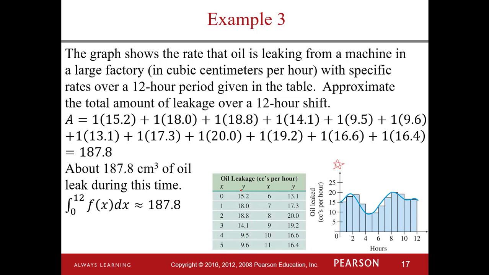So we are going to multiply each of these function values by 1 for the area, as we did here in the formula. Now when we multiply all those and add them together, we should get a value of 187.8, which, as an interpretation of this scenario, is about 187.8 cubic centimeters of oil leak during this 12-hour time period. And as such, we can write it as the definite integral from 0 to 12 of f of x dx is approximately 187.8.